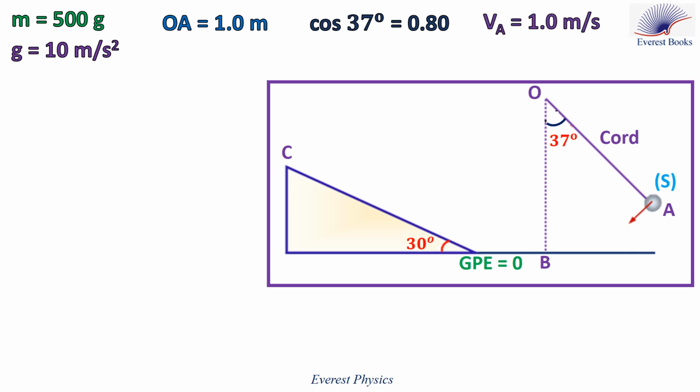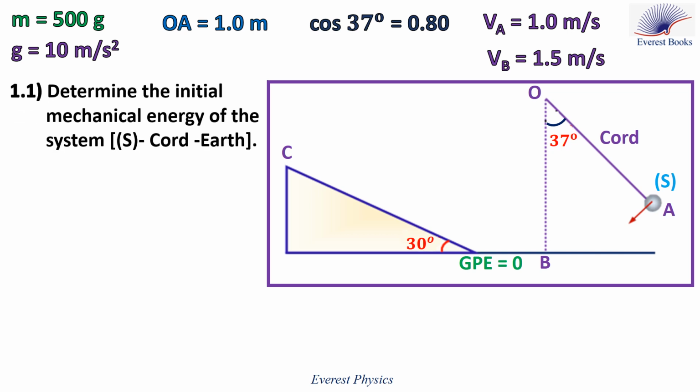The particle reaches the lowest position B with a speed of magnitude 1.5 meters per second. The horizontal plane containing B is considered as a reference level for gravitational potential energy. Let's move to part 1.